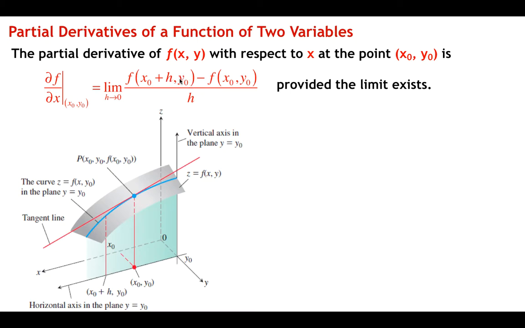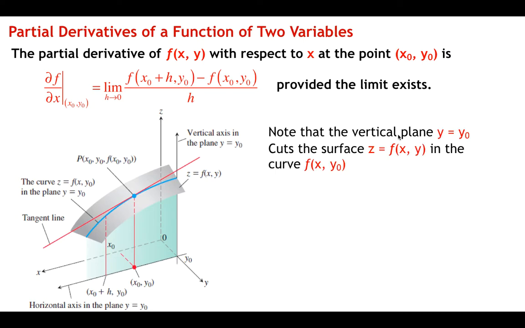So if you have two variables and you are partially differentiating with respect to one variable, then you keep the other variable fixed, and then you can differentiate with respect to the one variable just like the ordinary derivative. Remember that the vertical plane y equal to y naught will cut this surface in the curve f of x, y naught, just this blue curve as shown here.